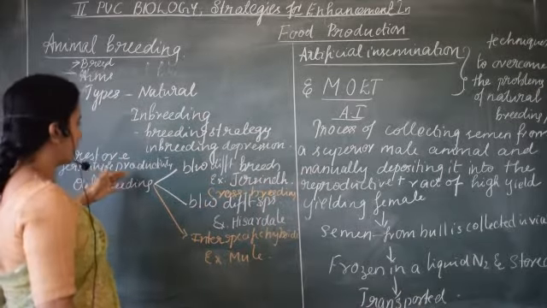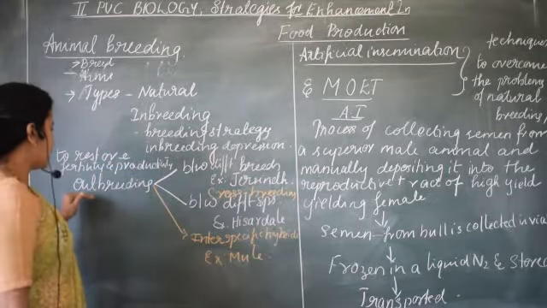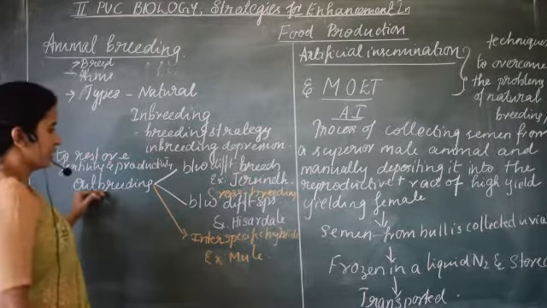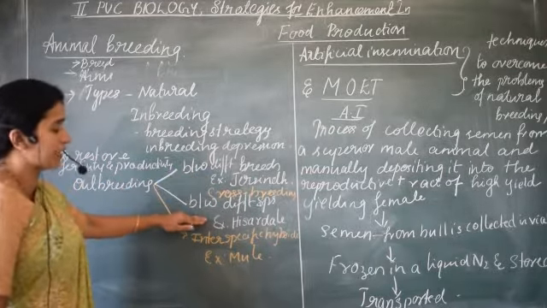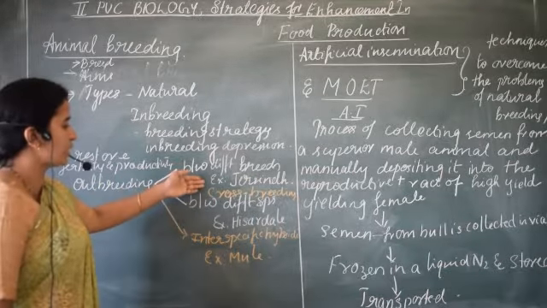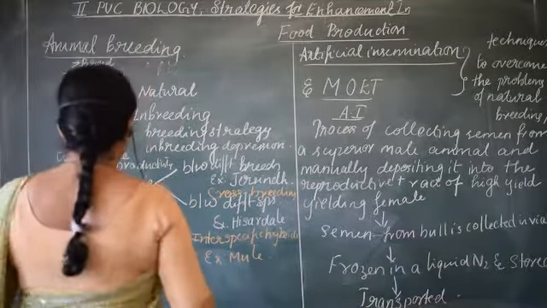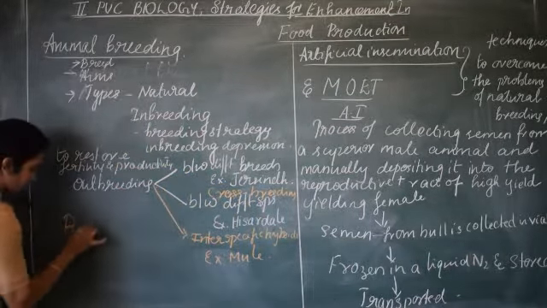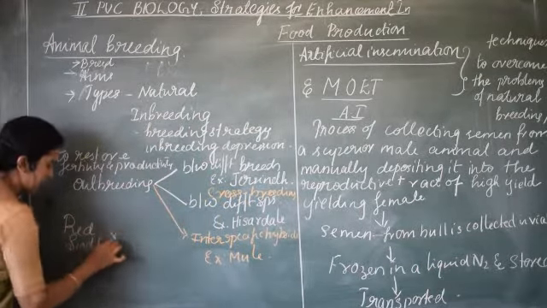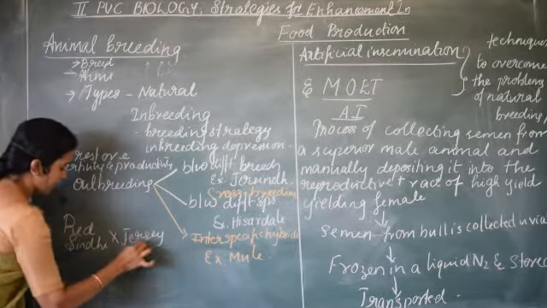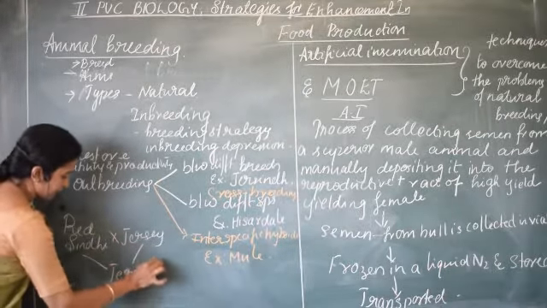To restore this fertility and productivity, there is another technique, outbreeding. This outbreeding can be between two different breeds or between different species also. If this occurs between breeds, for example, you might have heard about the Red Sindhi and Jersey, right? If breeding is done between Red Sindhi and Jersey, the resulting offspring is known as Jersind.